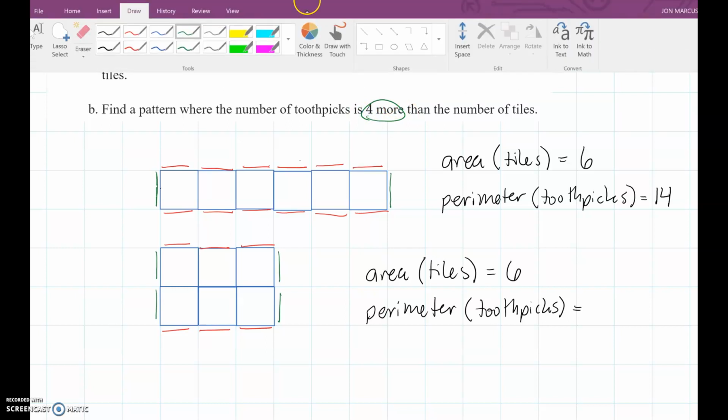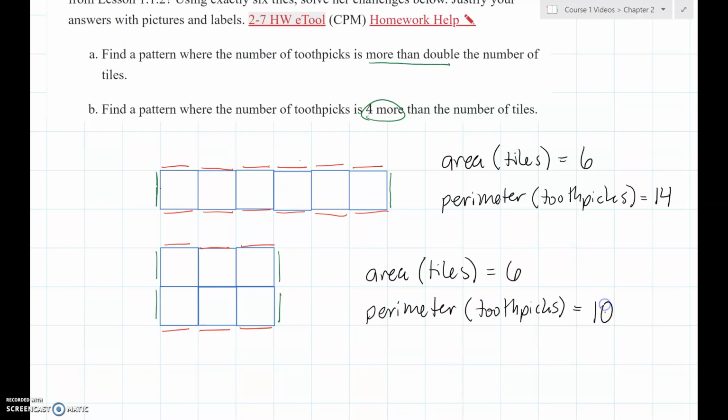10 is my total number of toothpicks, also known as the perimeter, which is 4 more than 6.